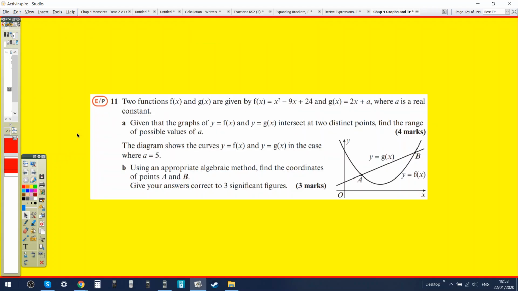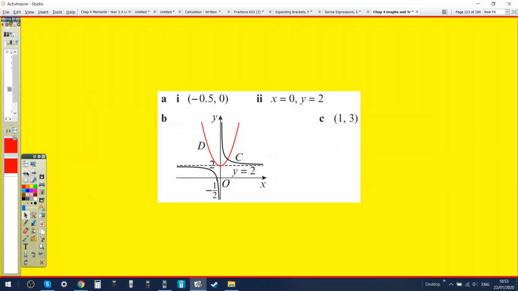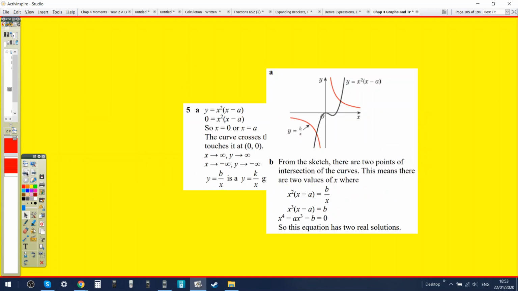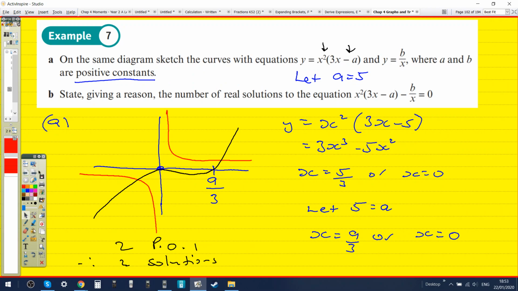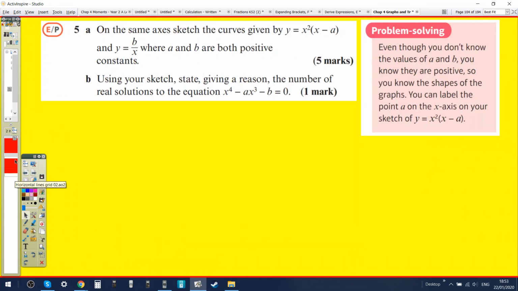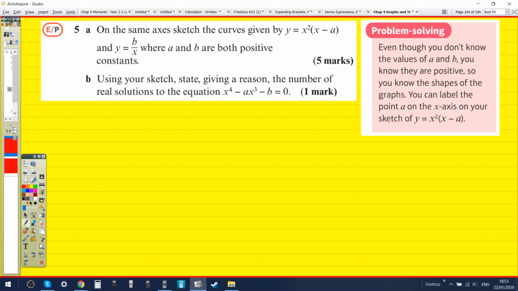This is the very last one. It's not quite it though. Okay, how about this one? So the y equals b over x is going to be in the first and third.